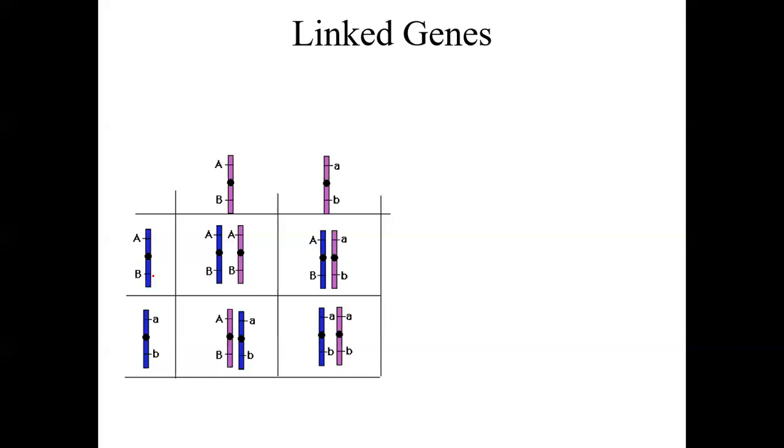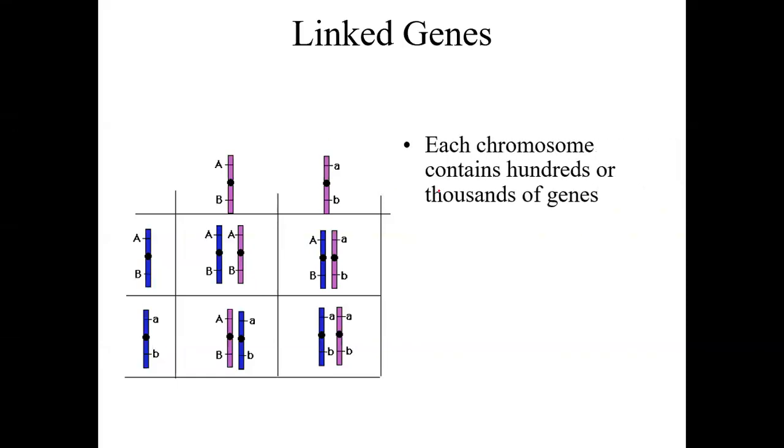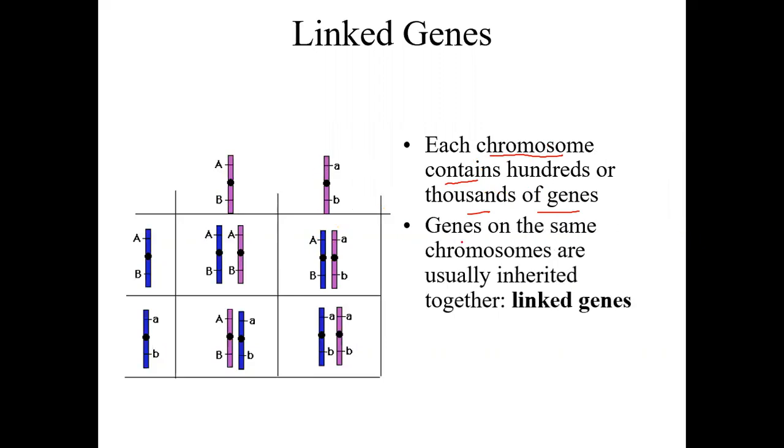So the first thing we're going to talk about are linked genes. Basically, what you need to remember is that chromosomes contain hundreds or even thousands of genes, right? This is showing you that a chromosome has two genes, the A gene and the B gene. Genes on the same chromosome are usually inherited together. We're going to refer to those as linked genes.